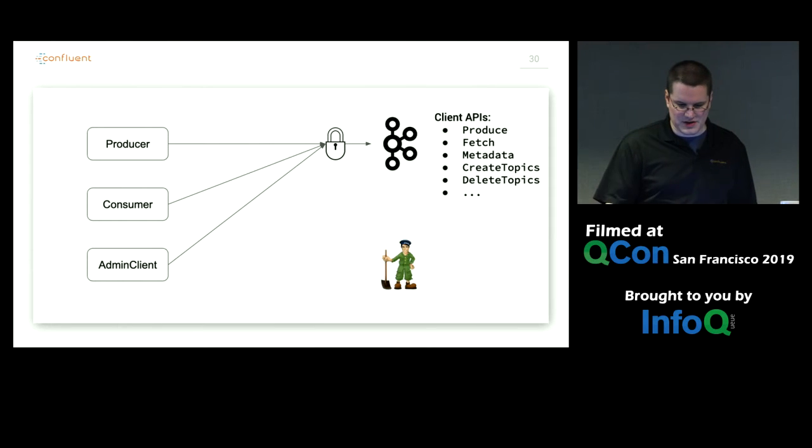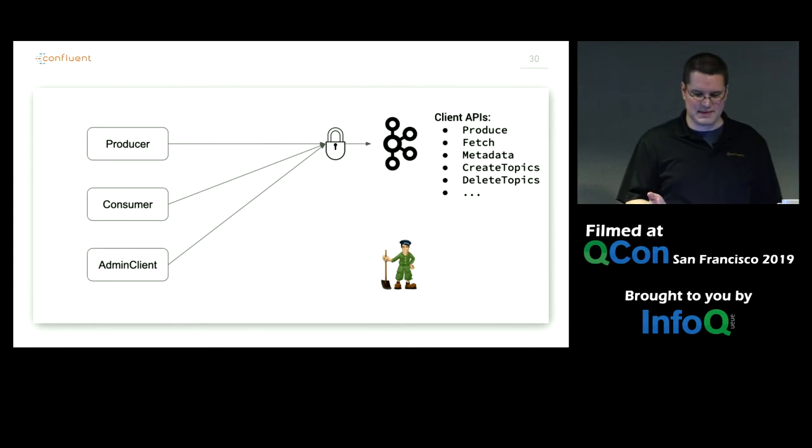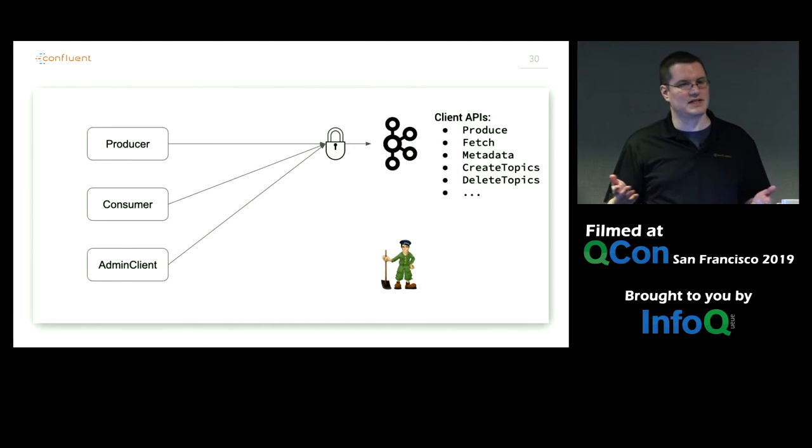So at this point, the diagram looks a lot more like this, right? You have the producer, consumer, and admin client all going through these APIs and all talking to the broker. And then the broker will manage whatever needs to be done in Zookeeper.